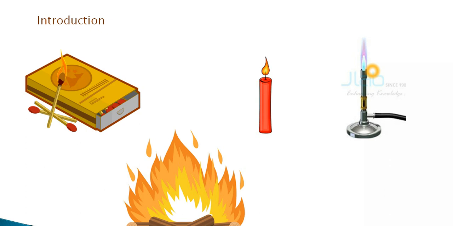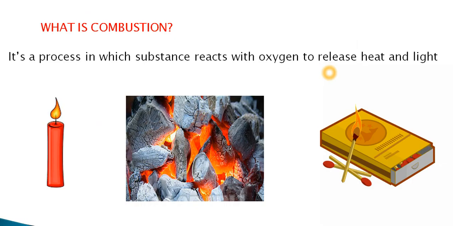So now in this lesson, we are going to discuss all about burning, how this process of burning takes place. What we call burning in common terms is what is known as combustion in science. So let's start with what is combustion. It is a process in which a substance reacts with oxygen to release heat and light. That's what we actually see, flame or fire in different substances.